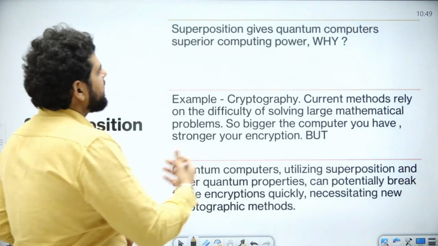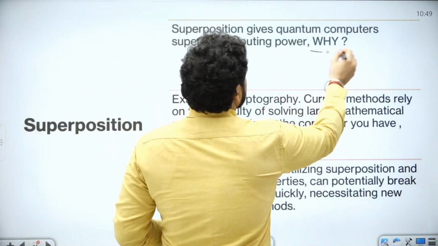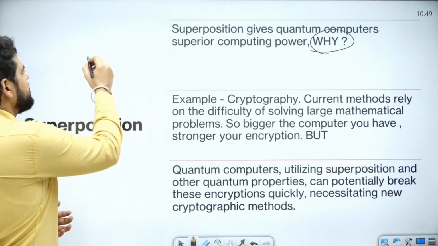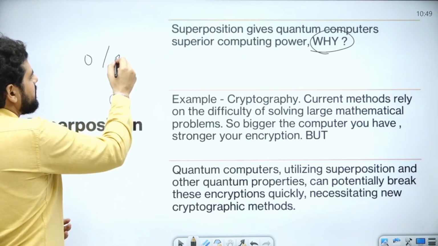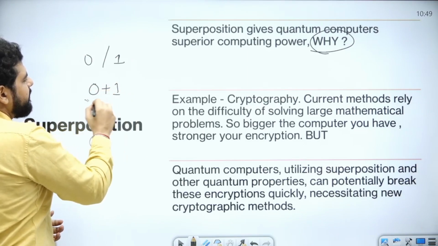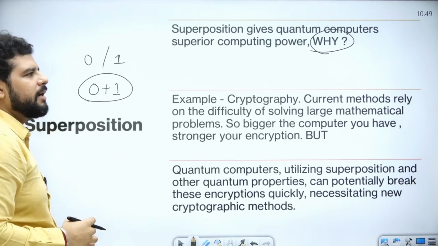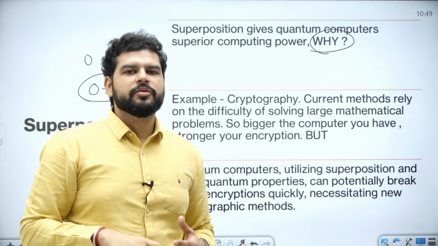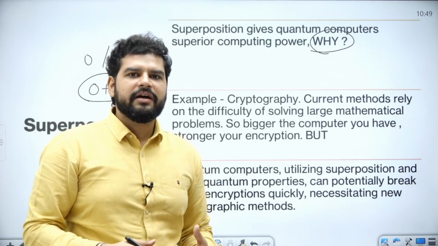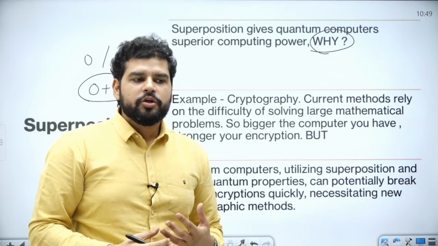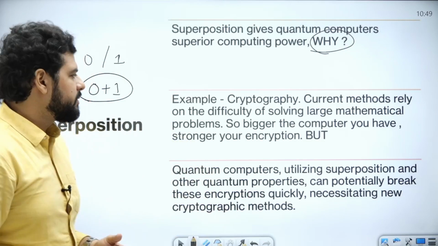So superposition gives quantum computers superior computing power. Why? Because a bit can be 0 or 1, but a quantum bit can be 0 and 1. So one quantum bit can perform more calculations than a classical bit. This is why the quantum computer will have different parts which will give it power to do more calculations than a normal computer, right?